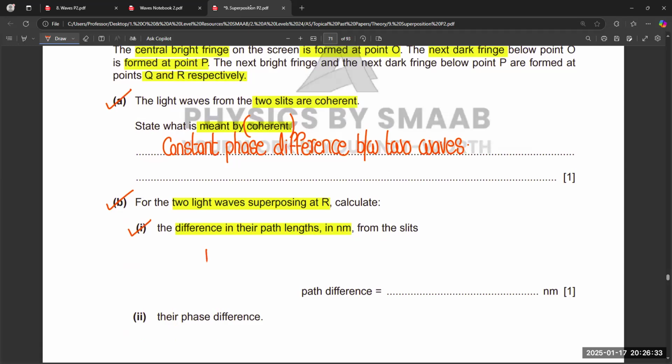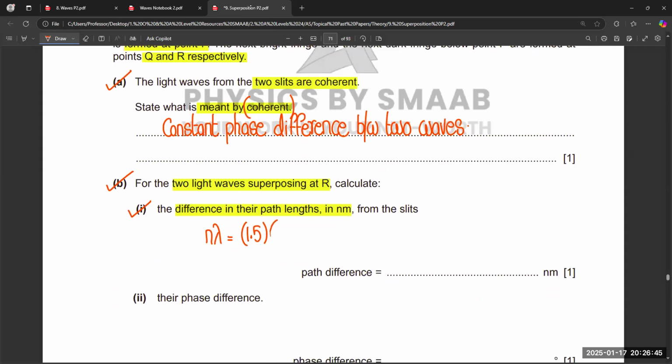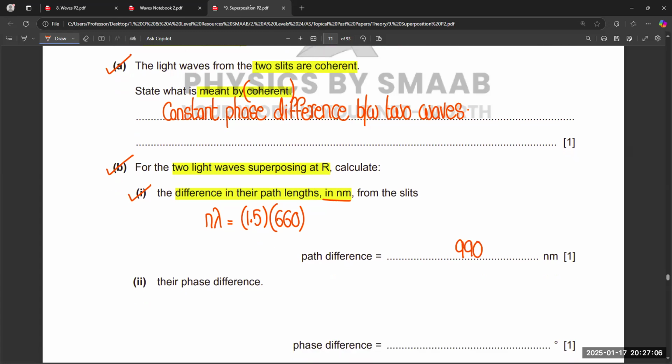So the answer is equal to n lambda: 1.5 times 660 nanometer, and they are already asking for the answer in nanometers, so it remains the same. 660 into 1.5 is 990 nanometer, which is the path difference. Simple. Okay, very easy. And also the phase difference.